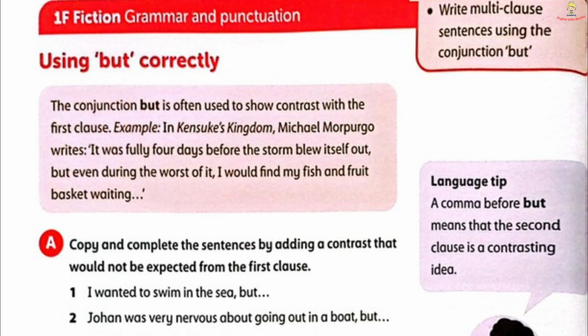Similarly, for example, in Kensuke's Kingdom, Michael Morpurgo writes, it was fully 4 days before the storm blew itself out, but even during the worst of it, I would find my fish and fruit basket waiting for me. So these are totally opposite ideas. On one side there is a storm, and on the other side he finds his fresh fish and fruit basket. That's why the writer used the conjunction but. There is a language tip on the side of this page. A comma before but means that the second clause is a contrasting idea. So the second clause is a contrasting clause, and we always use but when there are opposite ideas between clauses.